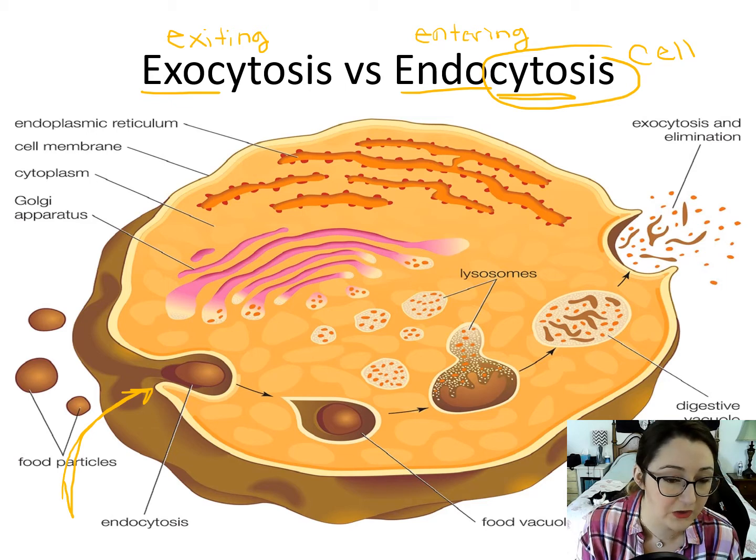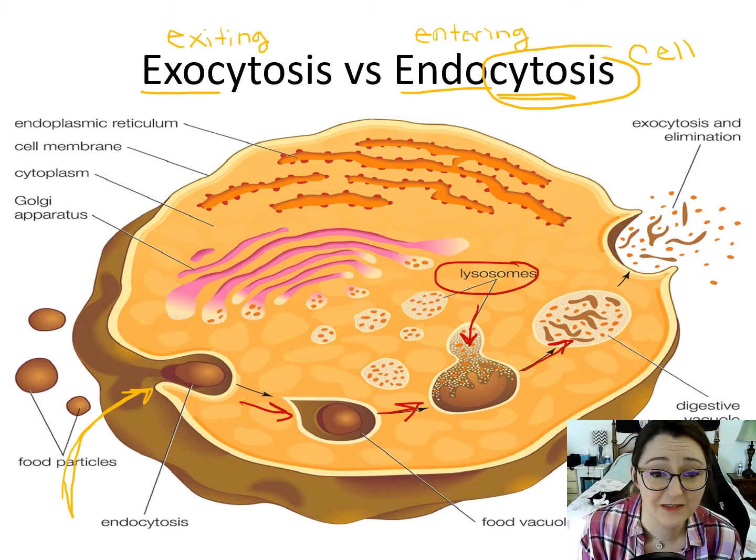We have a food vacuole as well as vesicles that are transporting the food through the cell, and we have our lysosomes coming in, releasing the digestive enzymes, and then we have a digestive vacuole, which is going to remove the particles that you don't need for the cell through the process of exocytosis and eliminating those products from the cell.